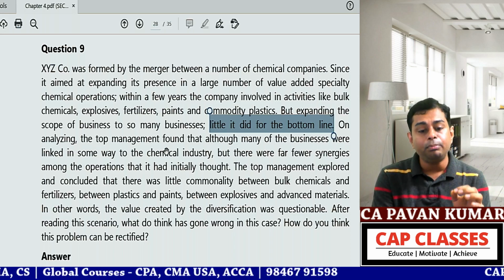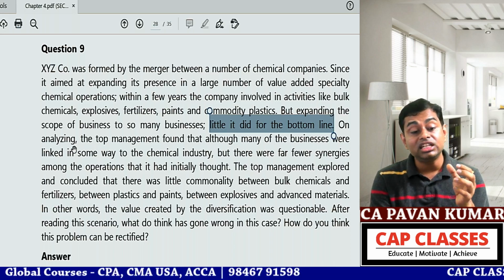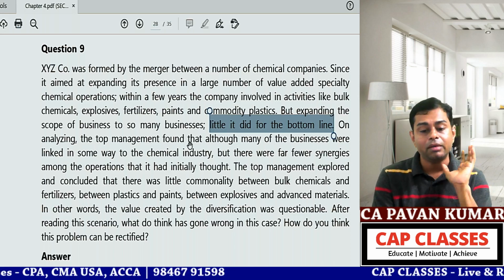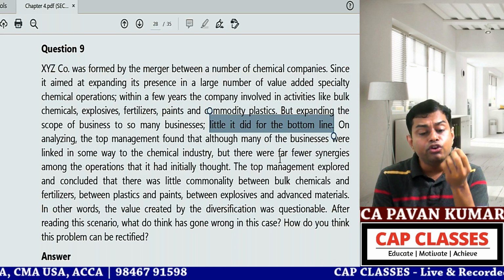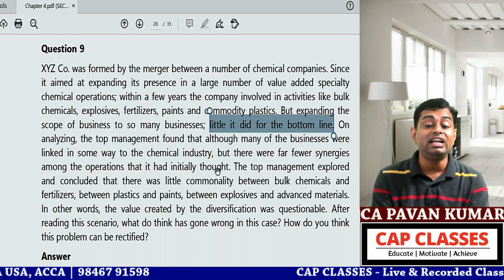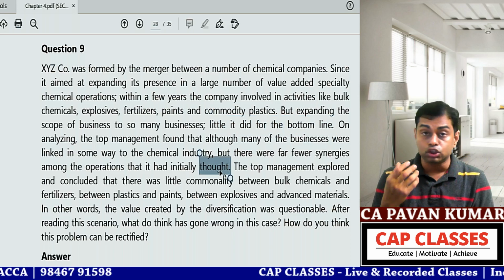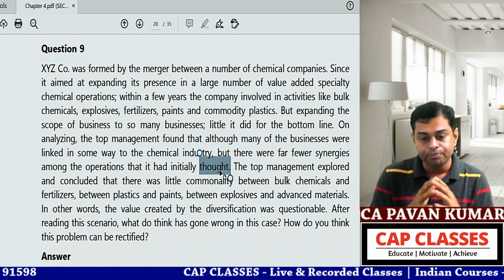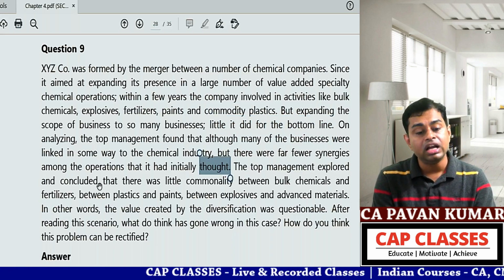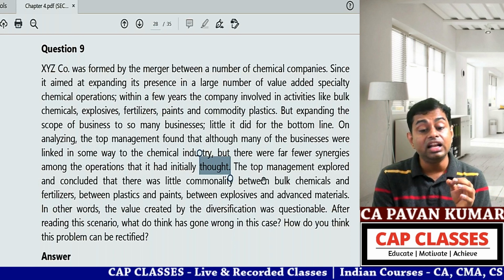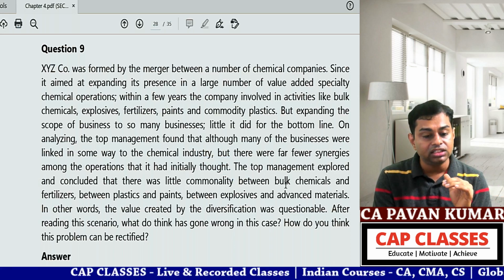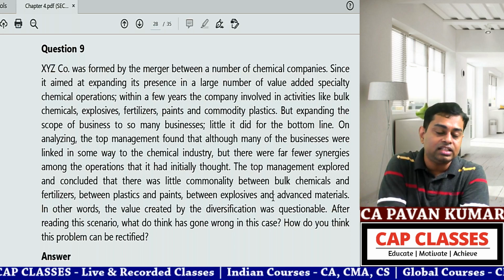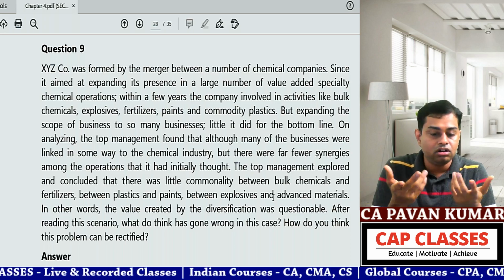On analyzing, the top level management found that although many of the businesses were linked in some way to the chemical industry, all these are linked somewhere to the chemical industry, there were far fewer synergies among the operations than it had initially thought. Initially you thought so many synergies would be there. Later you realized there is actually no synergy. The top management concluded that there was little commonality between bulk chemicals and fertilizers, between plastics and paints, between explosives and advanced materials. Then they realized, oh my god, business 1 and 2 have no connection, 2 and 3 have no connection, 3 and 4 no connection.